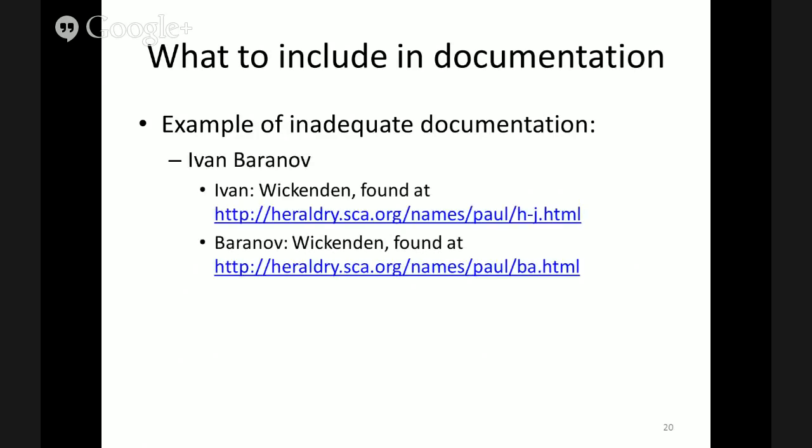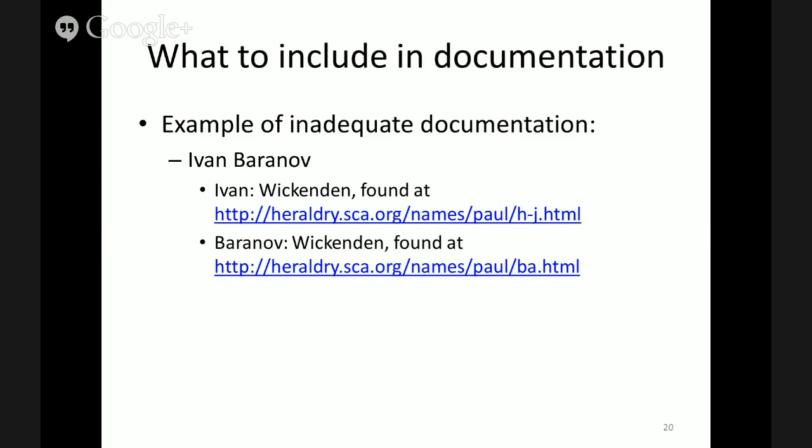So: Ivan, Wickenden found at that. Baranov, Wickenden found at this other thing. That's not adequate documentation. Wickenden is a specific source. That's not its name, but we call it that a lot. And they've linked to the correct site. And guess what? That's absolutely correct. That's good documentation. What it's not is a good summary, because we have no idea what those things say.